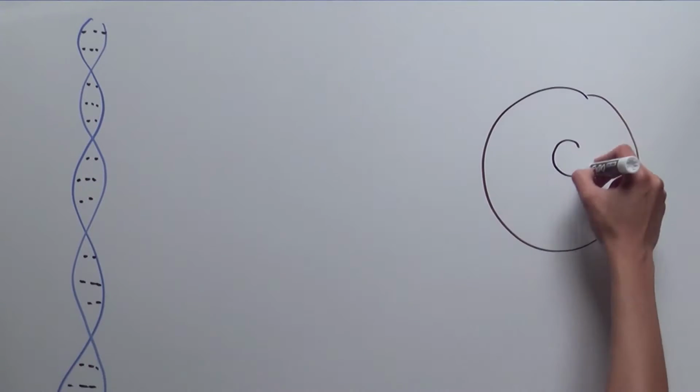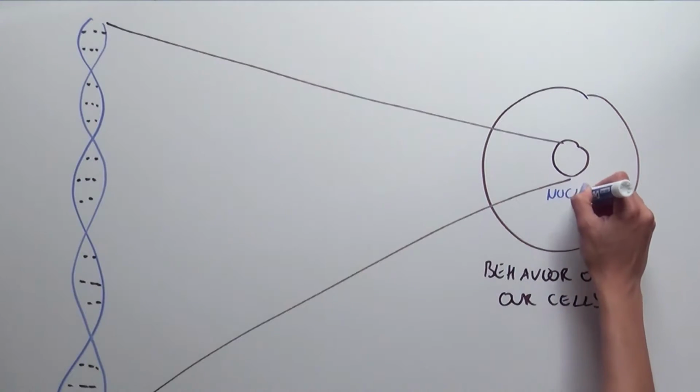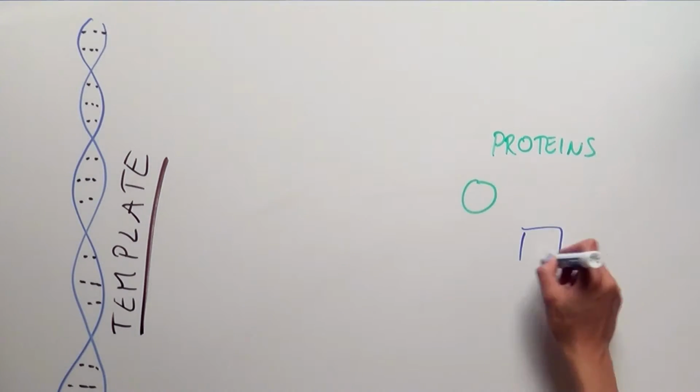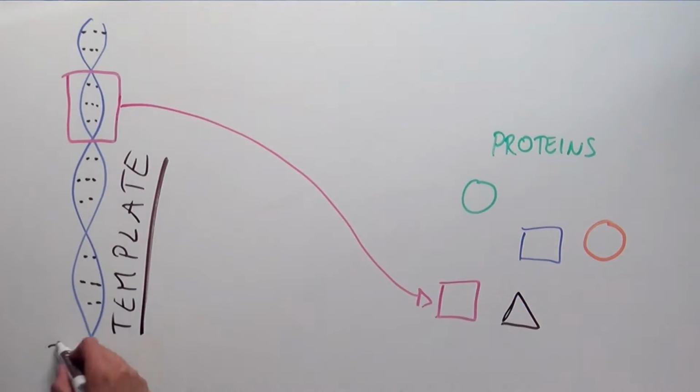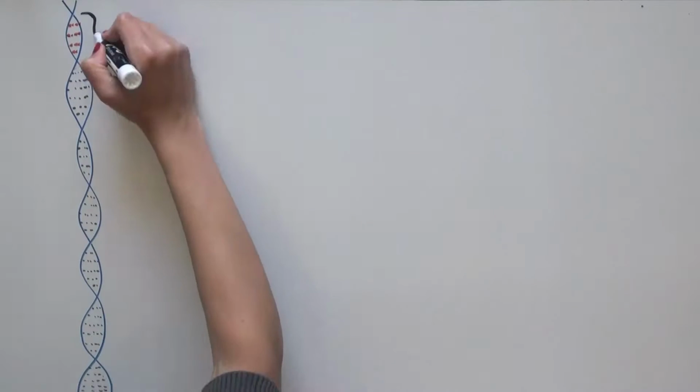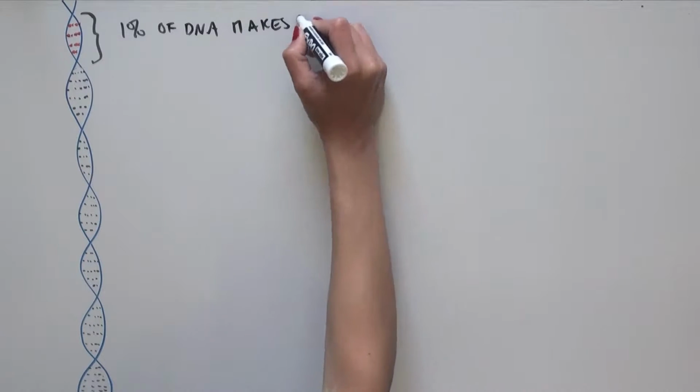Our DNA influences the behavior of our cells. DNA is found in the nucleus and it provides the template for the production of proteins. So a specific DNA sequence makes a specific protein. However, the story is a little bit more complicated because only 1% of the DNA makes protein.